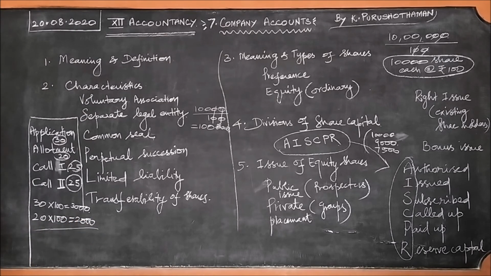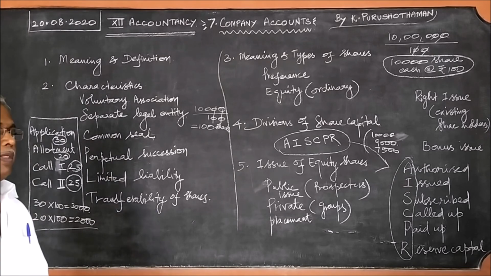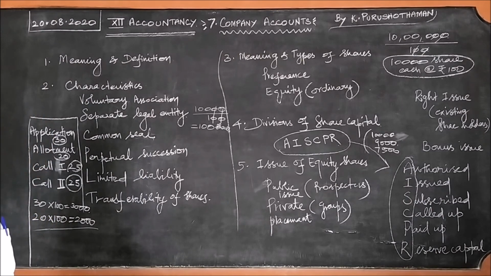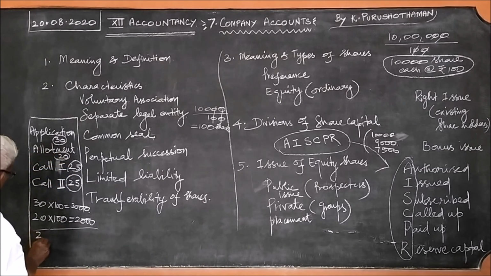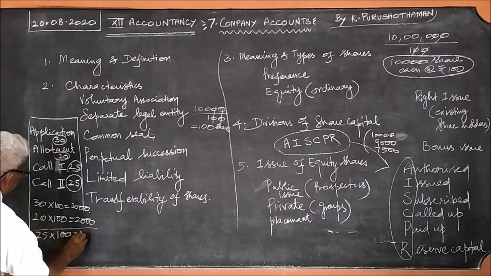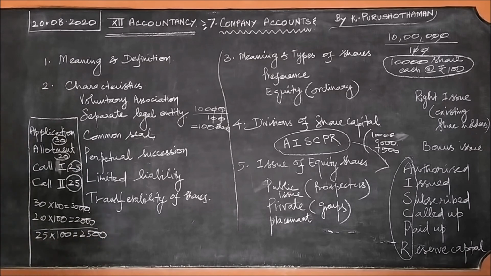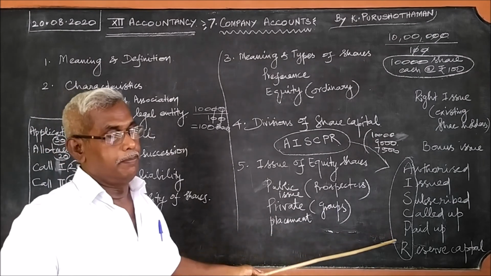After the allotment of shares, they give a time gap, at least a month. After a month, they will call the shareholders to pay the call money at the rate of rupees 25. They have to pay 25 rupees for each share. So 25 into 100, 2,500 the shareholder has to pay. That is called up capital.